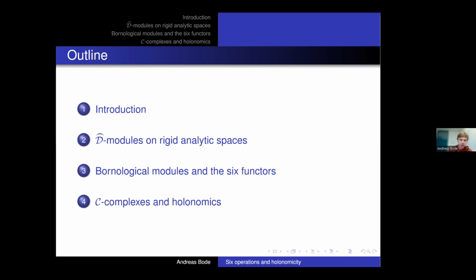And the main focus of this talk is then about finding a suitable categorical framework, derived categorical framework, in which it is possible to define 6 D-module operations for these p-adic D modules. And finally, I'm going to discuss some finiteness conditions and how they behave with respect to these operations.